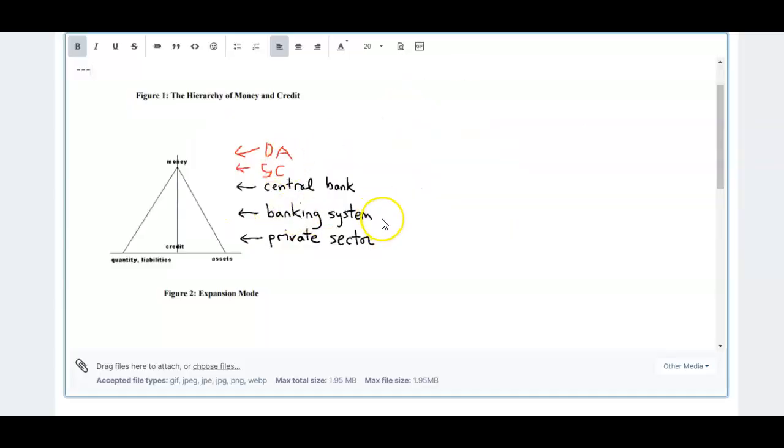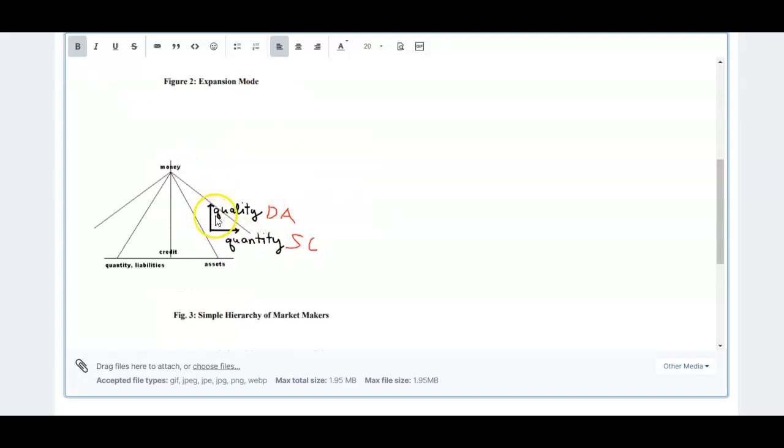Then, due to fractional reserve banking, you have your quality of money, that's your central bank up here, and then your quantity of money, which goes out to the left or right. And so your commercial bank deposits, because all the money's not in the bank, that's why we have risks of bank runs.